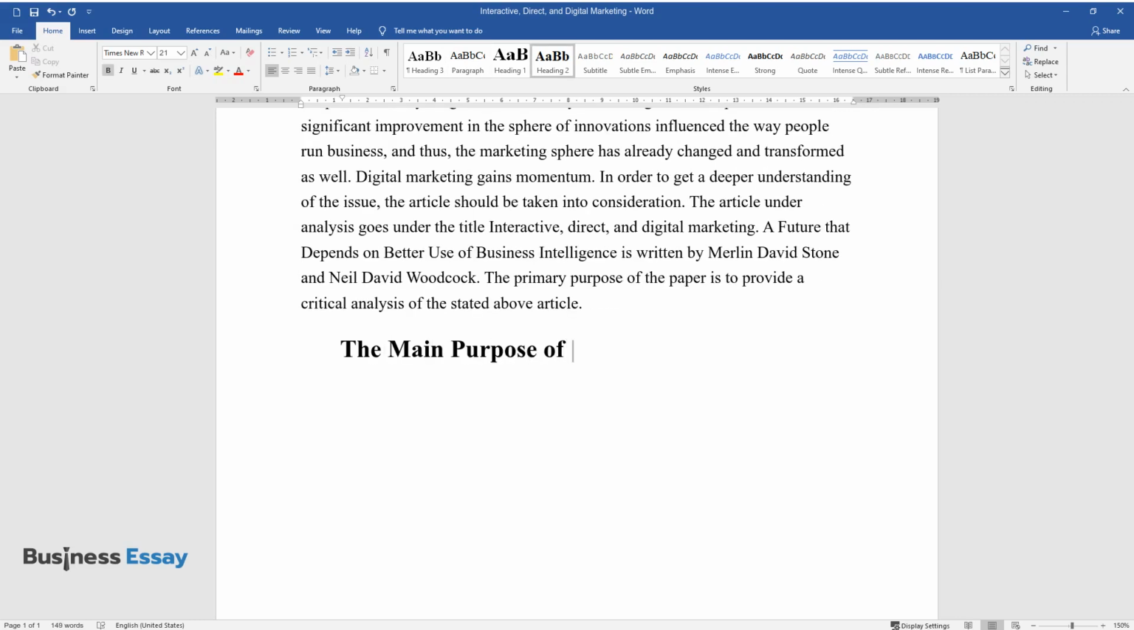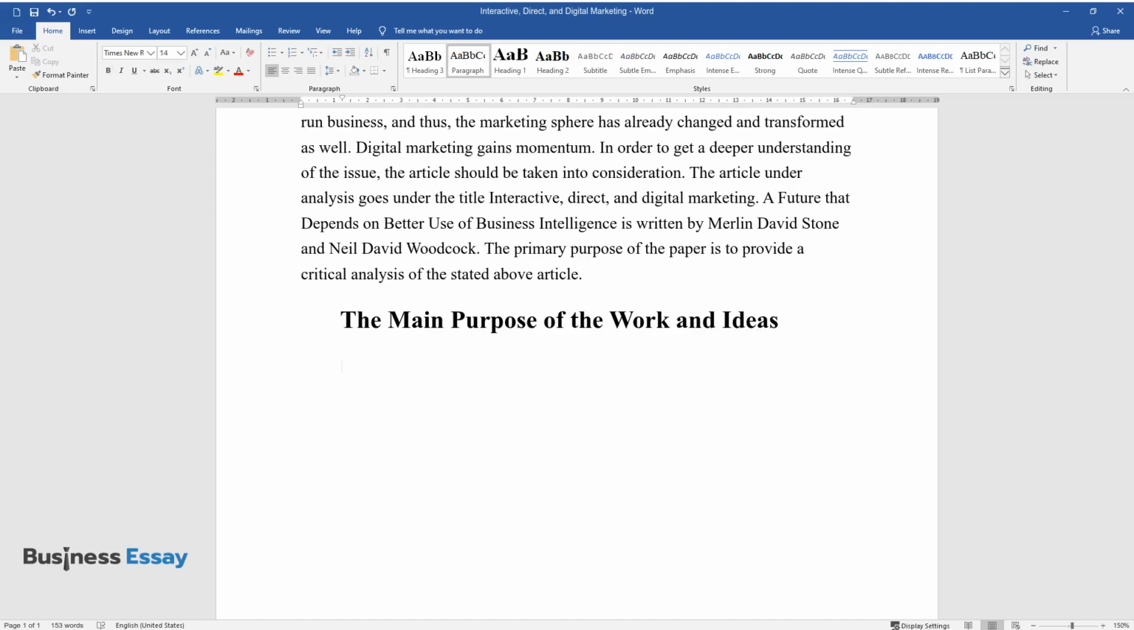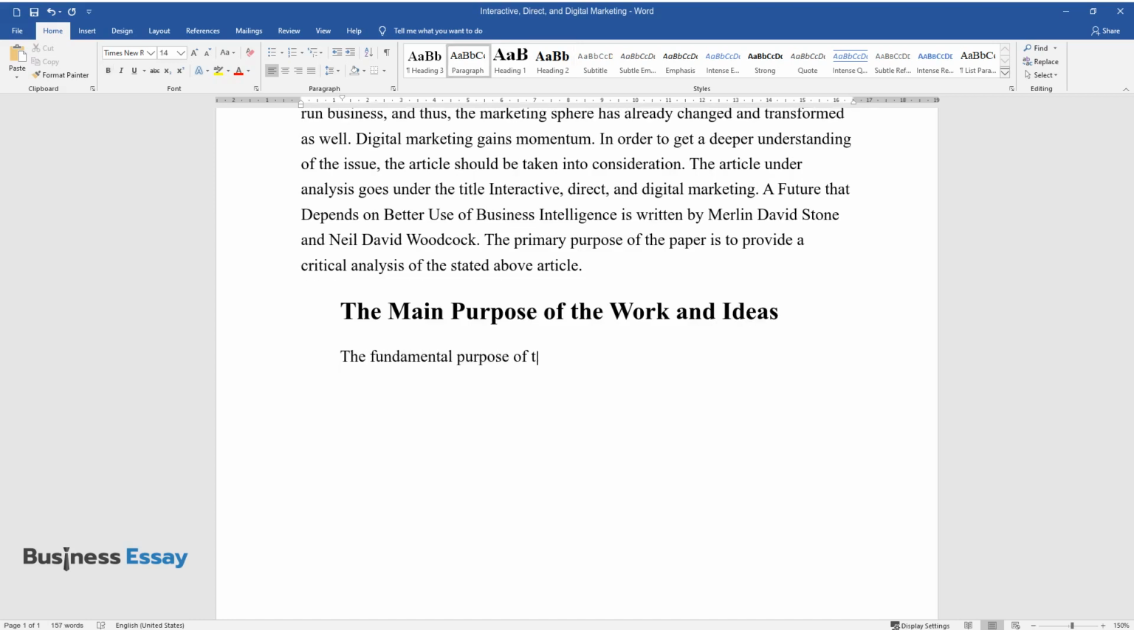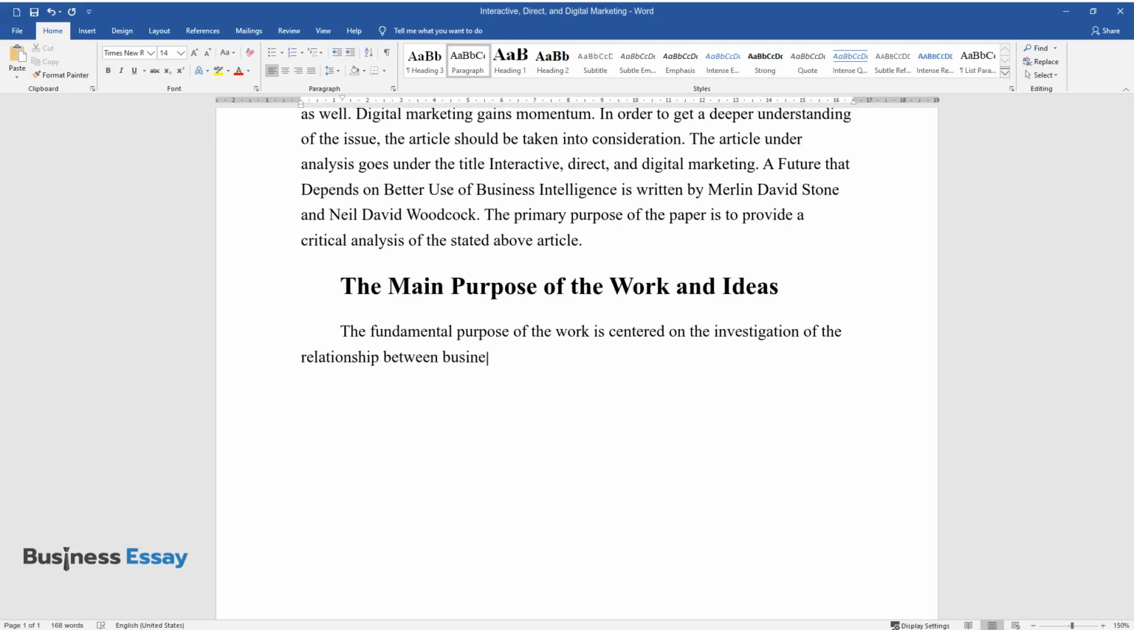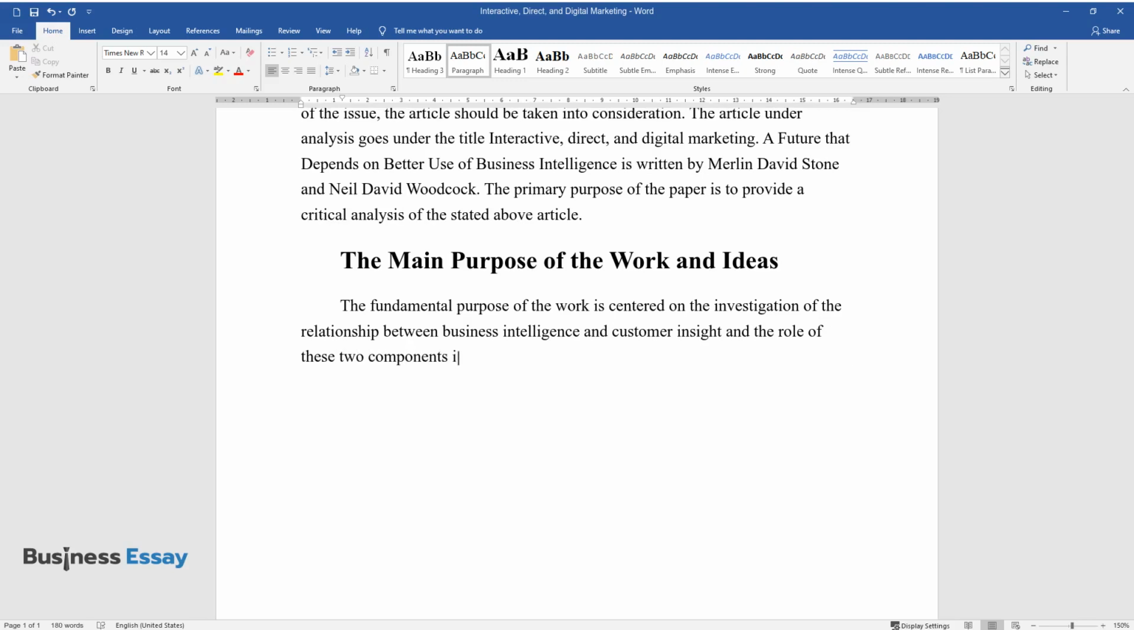The main purpose of the work and ideas. The fundamental purpose of the work is centered on the investigation of the relationship between business intelligence and customer insight and the role of these two components in interactive marketing.